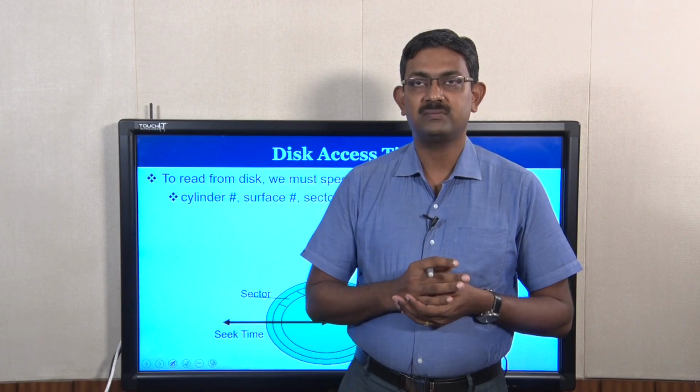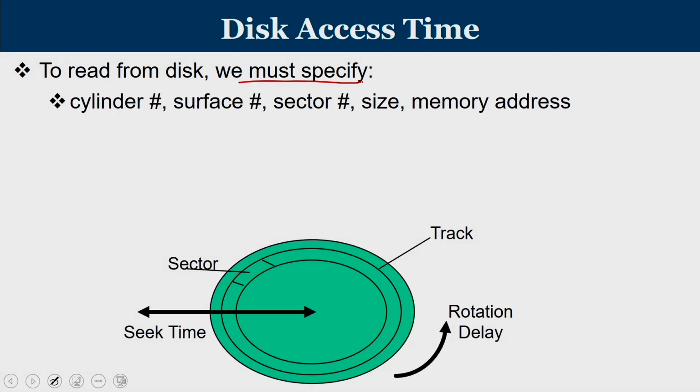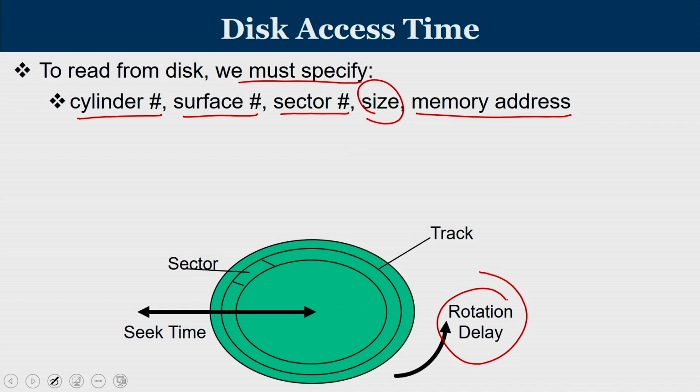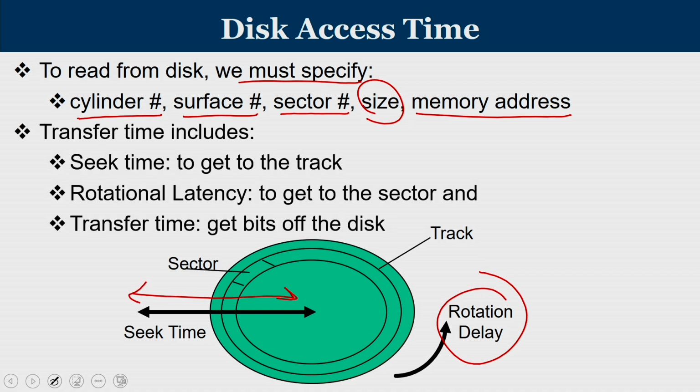So, head movement is actually required. That depends on what is the location in which the head is there in the current context, what is the new request coming, and what are the parameters associated with the new request. So, to read from a disk, we must specify cylinder number, surface number, sector number, what is the size of the data, and what is the address that we are talking about. Any movement that is happening here, that is called rotational delay, and any movement of the arm assembly inside or outside is what is known as seek time. So, basically your transfer time includes seek time, to get into the appropriate track, rotational latency, to get into the sector, and transfer time to get the bits off the disk.